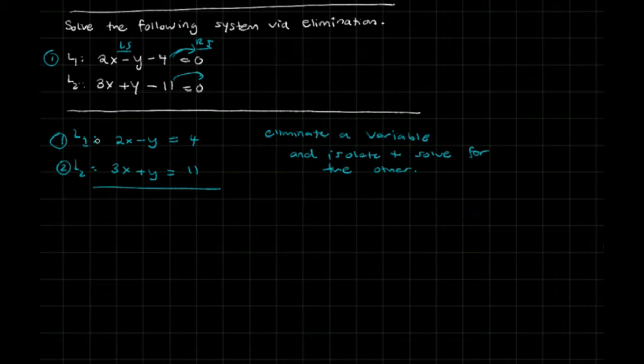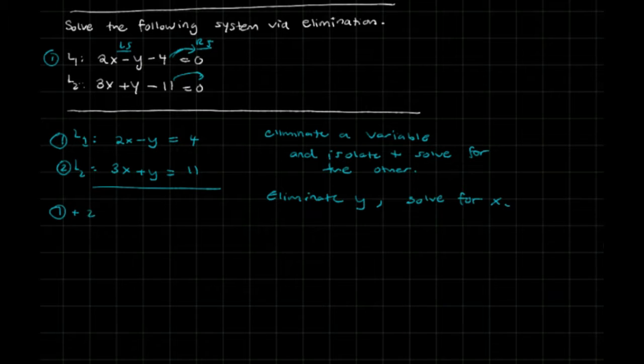If we take a look at this system of equations, we have 2x minus y is equal to 4, and 3x plus y is equal to 11. You can see that y is common between the two equations, right? However, in equation 1 we have negative y, in equation 2 we have positive y. If I wanted to eliminate y and subsequently solve for x, to get rid of y, what I could do is add equation 1 with equation 2.